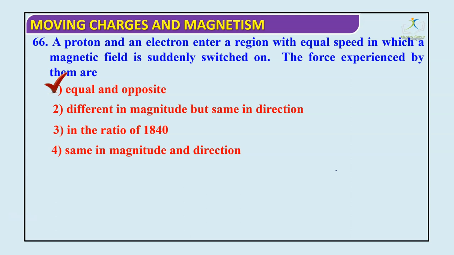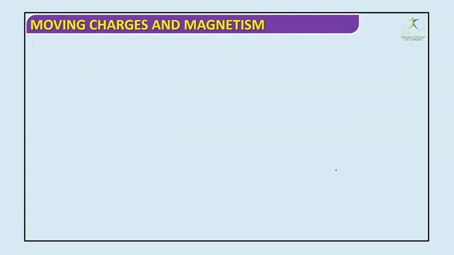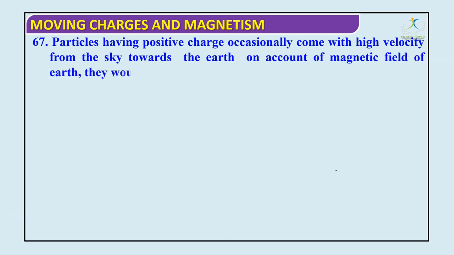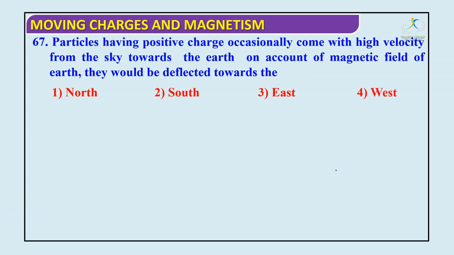So in this series, we have taken up to question 70 actually. So we have 3 questions remaining. Next question, we have positively charged particles that occasionally come with a high velocity from the sky towards the earth. On account of the magnetic field of the earth, they would be deflected towards the, we have these options. The correct answer for this question is east.